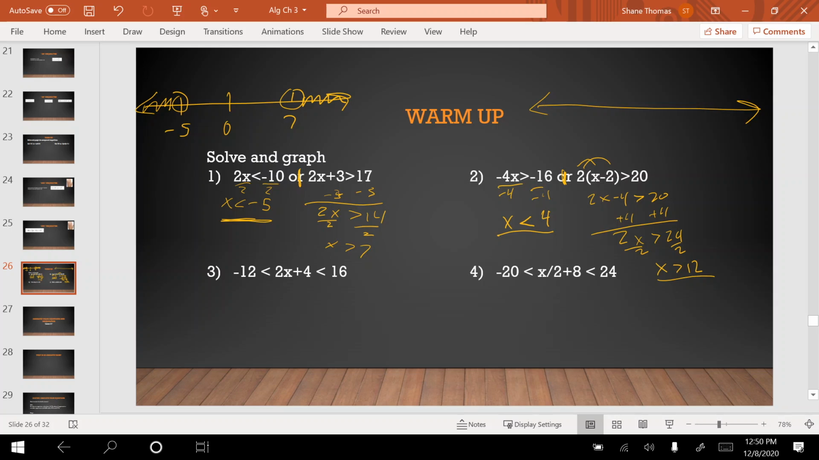So now I can graph this. 0, 4, 12. I have an open dot at 4, and I'm going left. Open dot at 12, going to the right.